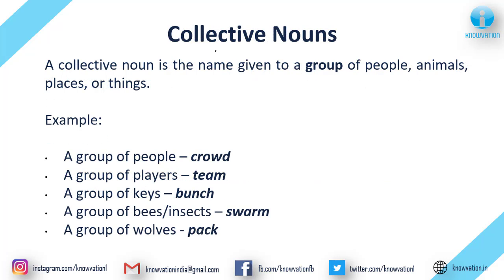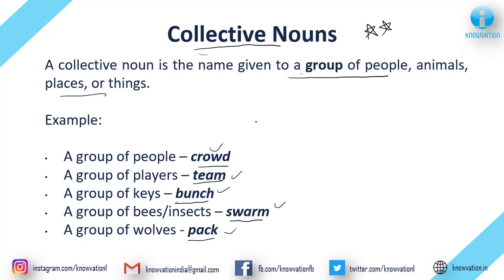आगे बढ़ते हैं. Next is collective noun. Friends, बहुत important है, कई बार एग्जाम्स में पूछा जाता है, तो इसको प्लीज बहुत ध्यान से पढ़िएगा. A collective noun is the name given to a group of people, animals, places or things. All right, example देखते हैं. A group of people is called a crowd, a group of players is called a team, a group of keys is called a bunch, a group of bees or insects is called a swarm, and a group of wolves is called a pack. So these terms for groups are called collective nouns. These are basically groups. हम इतना बड़ा स्टेटमेंट बोलने की बजाय एक वर्ड बोल देते हैं उसके लिए. So that's a collective noun. इस पे ही फ्रेंड्स आपका असाइनमेंट भी होगा, so प्लीज इसको ध्यान से देख लीजिए.